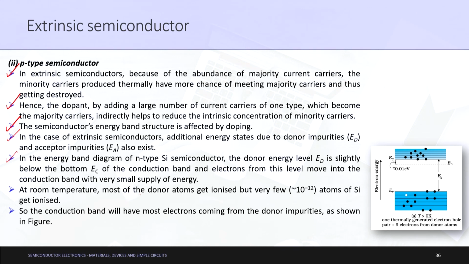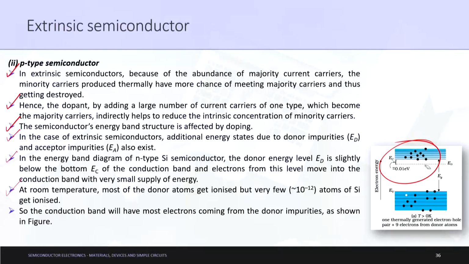At room temperature, most of the donor atoms get ionized, but only a very few, that is 10 to the minus 12, atoms of silicon get ionized. So, donor atoms get ionized very quickly, but only a few atoms of silicon get ionized. So, the conduction band will have most electrons coming from the donor impurity. Please remember this is a very important line. The majority of the electrons in the conduction band are due to the impurity. Why? Because at room temperature the amount of ionization happening for the donor atom is very high as compared to the silicon atom.